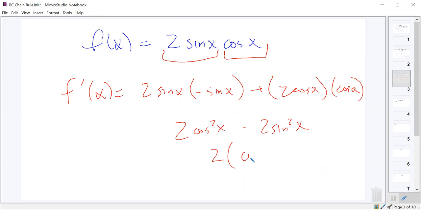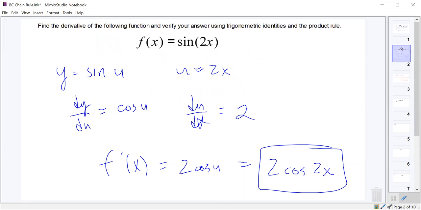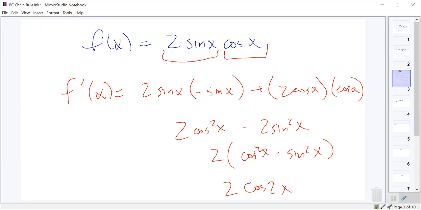And we'd recognize that that's this if we factor out the 2. And that cosine squared minus sine squared is cosine 2x, which is exactly what we got doing it the other way. But the chain rule way is a lot simpler, a lot less chance to make a mistake, and a lot less trig identities to deal with also. Good or no? Fantastic. Wonderful. All right.